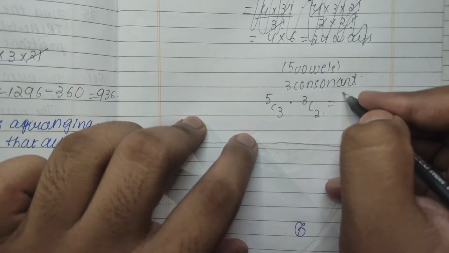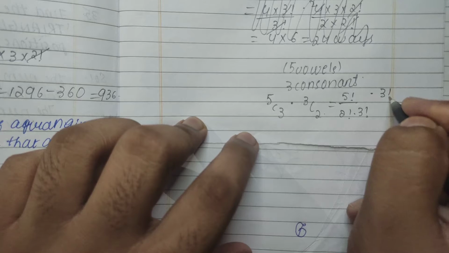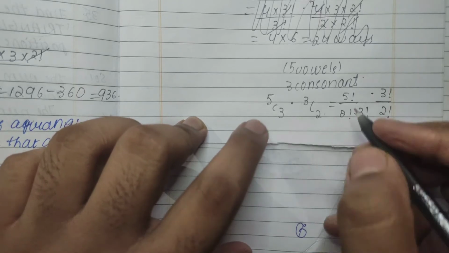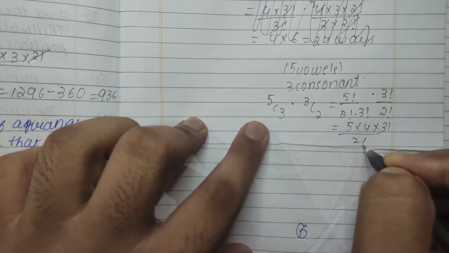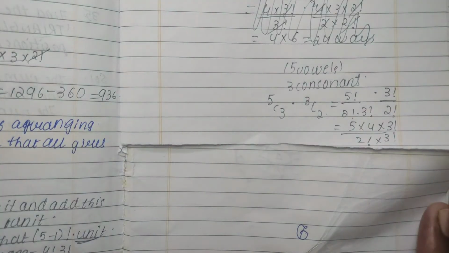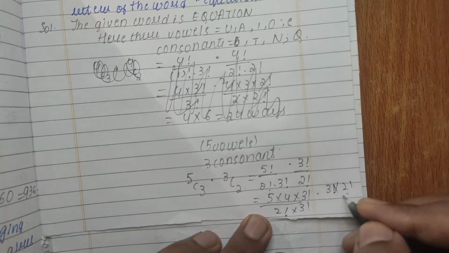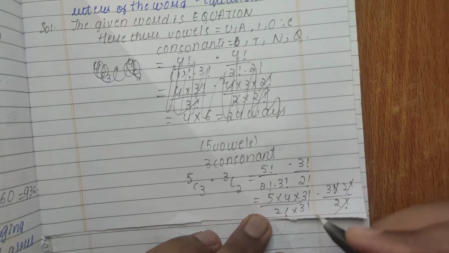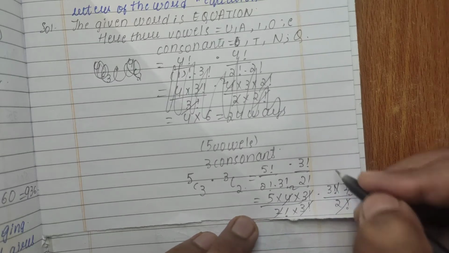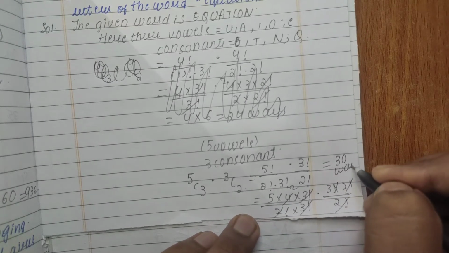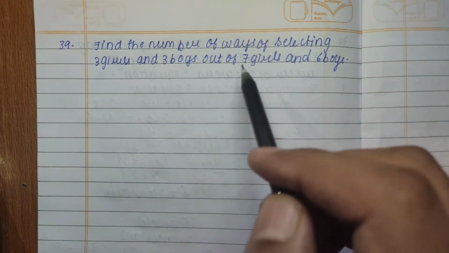That is 5 factorial by 2 factorial into 3 factorial into 3 factorial by 2 factorial. So this is 5 into 4 into 3 factorial by 2 factorial into 3 factorial, and this is 3 factorial 3 into 2 factorial by 2 factorial. 2 factorial gets cancelled, 3 factorial gets cancelled, 2 into 4. That is, final answer is 30 ways. That's it.